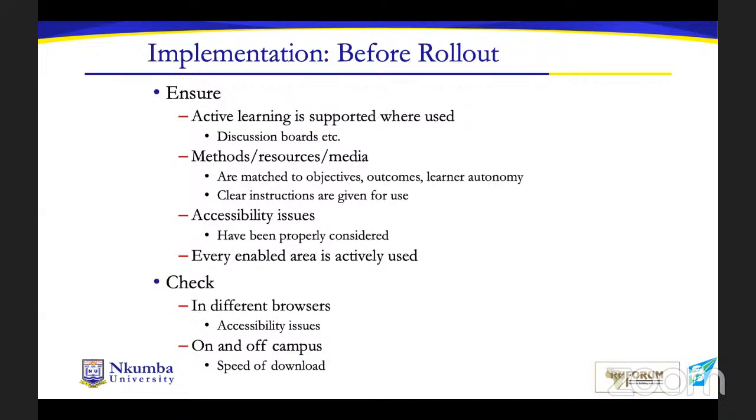Clear instructions at all times, because remember, you're not going to be there to explain. You would want them, wherever they are, to be able to learn without being so much of a bother to you.